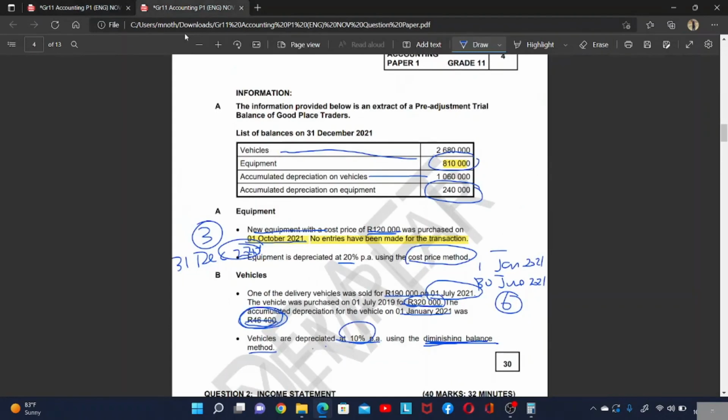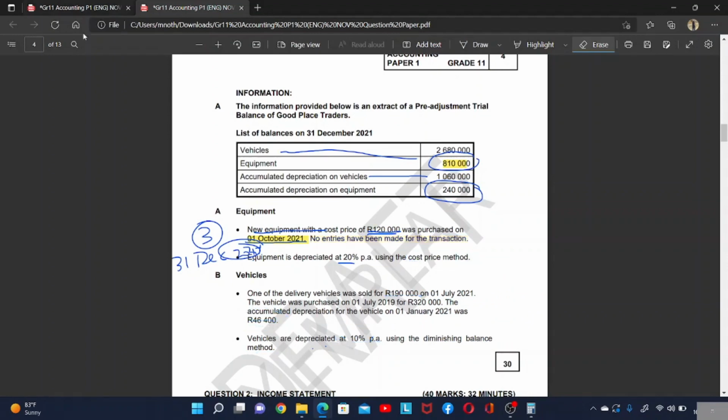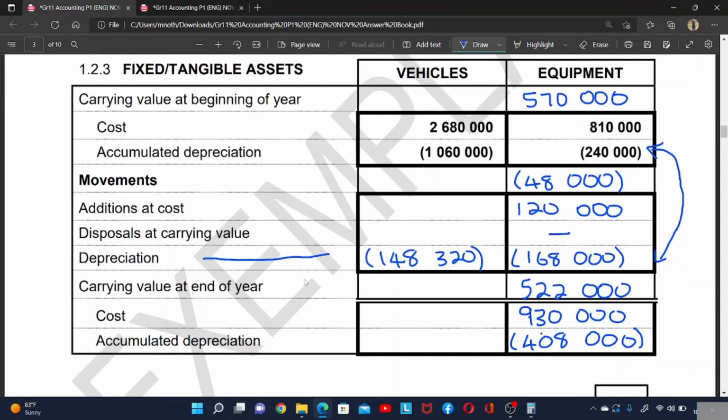Now let's move to the vehicle. One of the delivery vehicles was sold for 190. The vehicle was purchased on 1 July 2019 for 320. So it was purchased for 320. So a vehicle was sold.